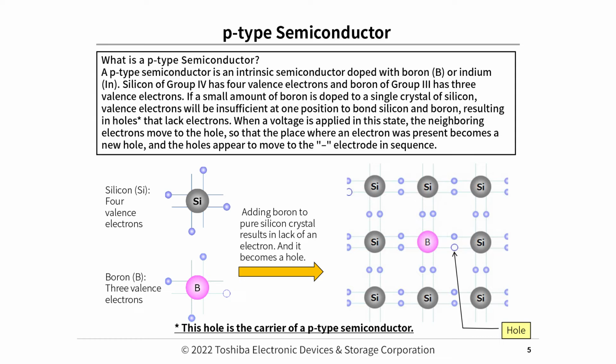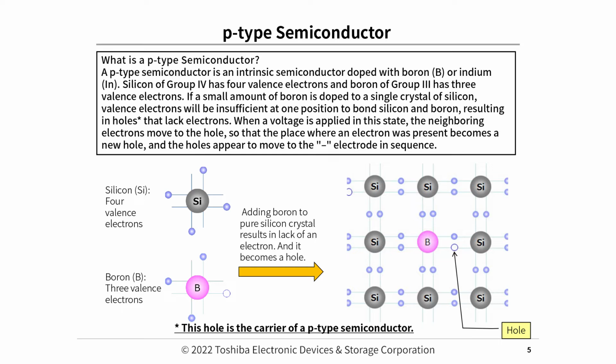P-type semiconductor. What is a P-type semiconductor? A P-type semiconductor is an intrinsic semiconductor doped with boron or indium. Silicon of group 4 has 4 valence electrons and boron of group 3 has 3 valence electrons. If a small amount of boron is doped to a single crystal of silicon, valence electrons will be insufficient at one position to bond silicon and boron, resulting in holes that lack electrons.